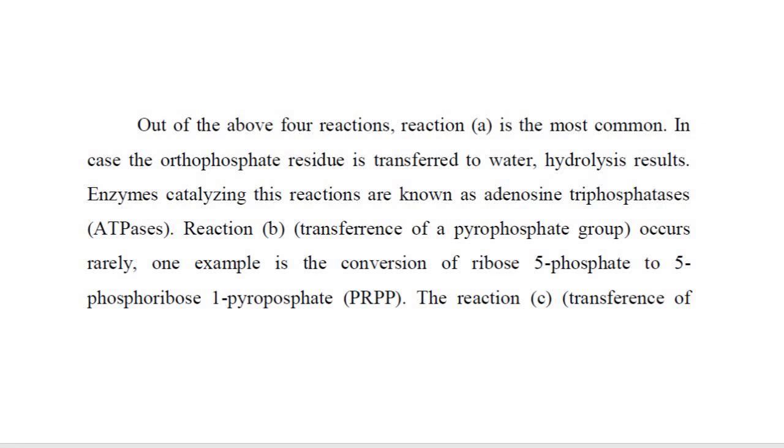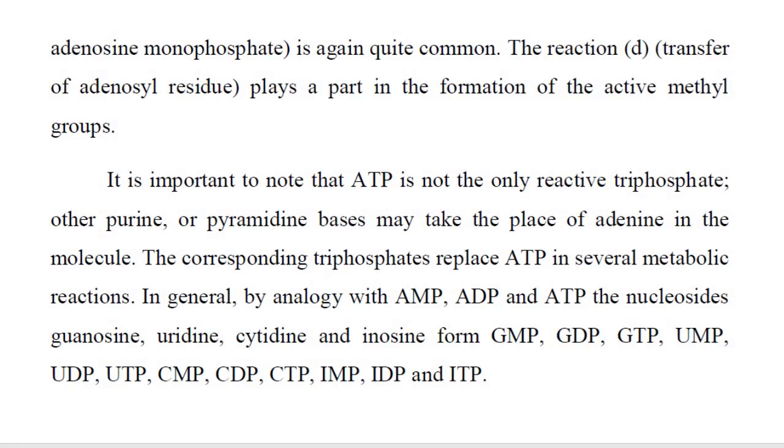Now, out of the above four reactions, reaction A is the most common, in which the orthophosphate residue is transferred to water. Hydrolysis results. Enzymes catalyzing these reactions are known as adenosine triphosphatases, ATPase. In reaction B, transference of a pyrophosphate group occurs rarely. One example is the conversion of ribose 5-phosphate to 5-phosphoribosyl 1-pyrophosphate, PRPP. Reaction C, transference of adenosine monophosphate, is again quite common.